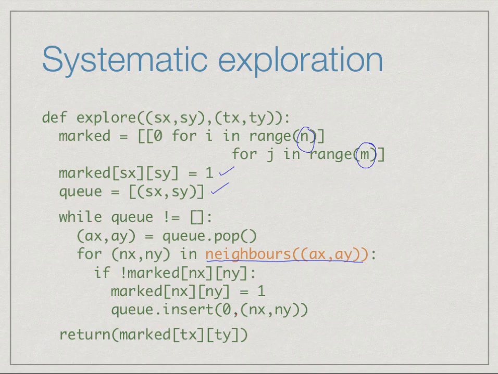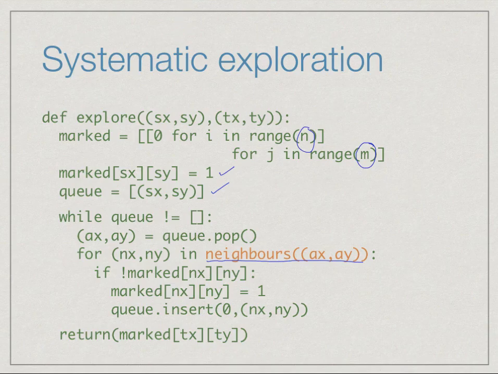And finally, in this case, I'm not even going to check whether I have marked tx or ty in the middle. I know that if I have a finite set of squares, at some point this process has to stop. So at the end, I will return the value of marked at the target node tx, ty. So if I have reached it, this will return 1, which is true. If it is not reached, it will return 0, which is false.